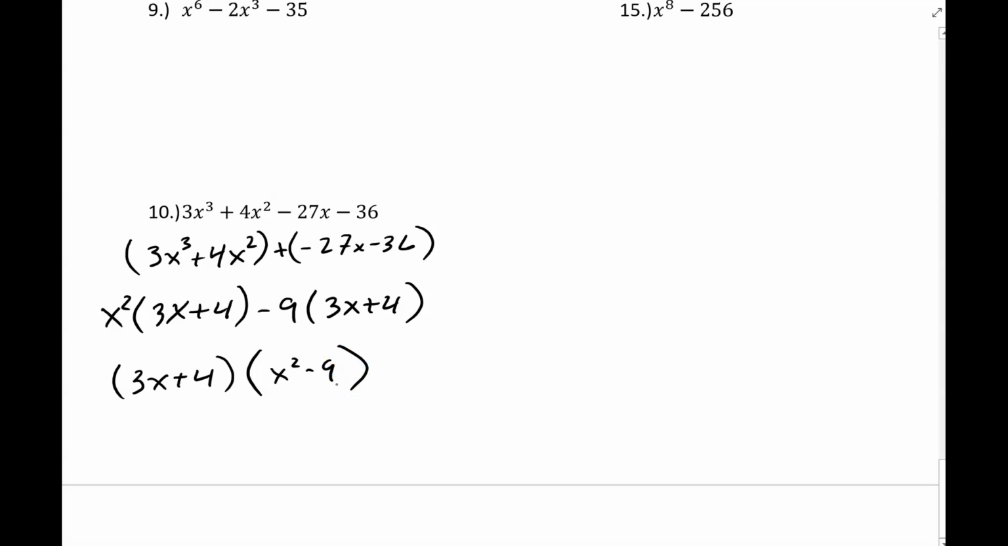And now I have to keep going. I have to check these factors and see if any of those are factorable. 3x plus 4, not going to be factorable because it's degree 1. The second one, though, is factorable. That's a difference of 2 squares. So it should be easy to see that x squared is x squared and 3 squared is 9. So I can just write that as x plus 3, x minus 3. And then I'm done.